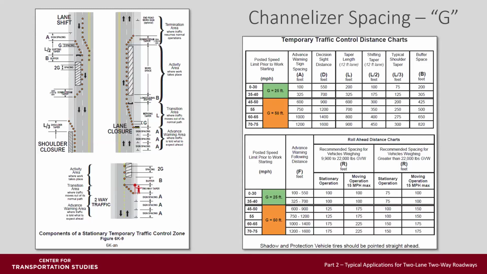You need to determine the appropriate device spacing for channelizers. This is shown in the temporary traffic control distance charts. Next, we need to know how far apart the cones will be in the taper, which is G. For low speed it is 25 feet, for high speed it is 50 feet spacing. Along the tangent in the work zone, it uses 2G, or twice those distances.